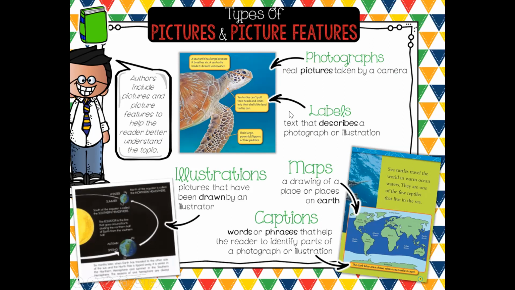So, for example, it'll point to something on the picture or the photograph, and it'll tell you all about it. It labels pieces of the picture. And that's important because it tells you important information. Like, for example, this sea turtle, these little labels are telling you important information about this sea turtle that you wouldn't otherwise know unless you read these labels, right?